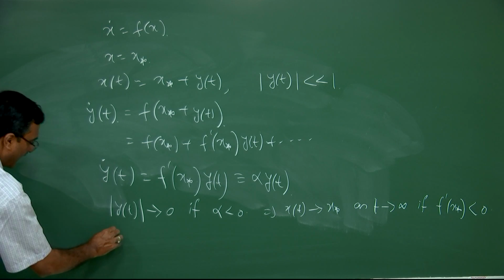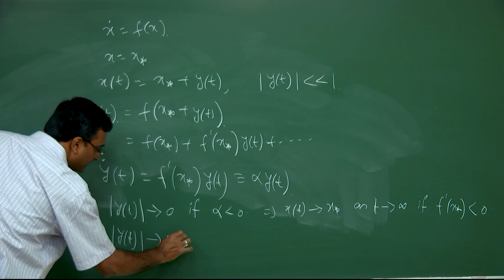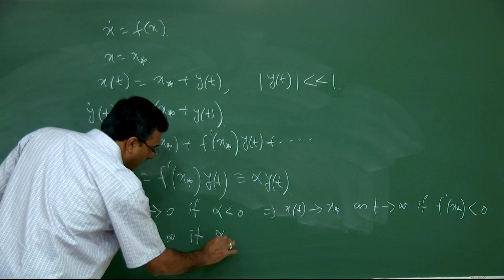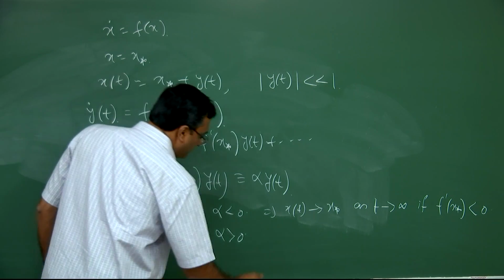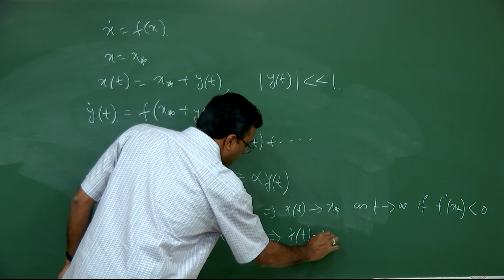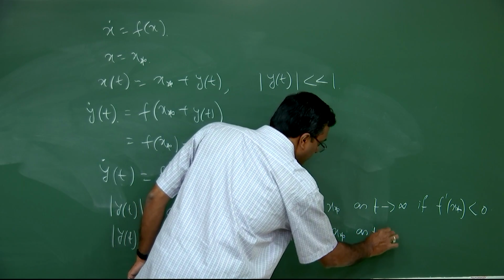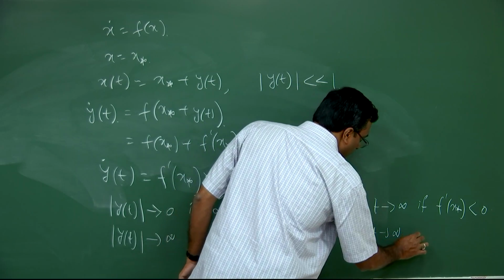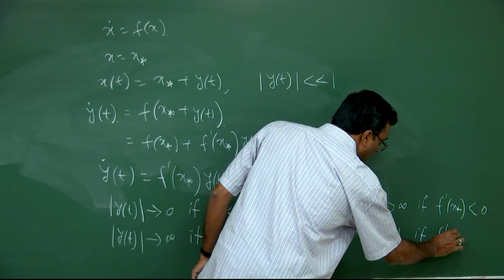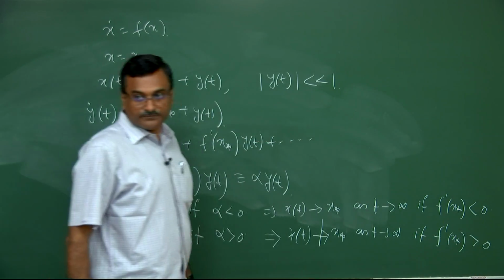Similarly, we can say that modulus y(t) is approaching plus infinity if alpha is greater than 0. So therefore we can say that x(t) does not converge to x* as t tends to infinity if f'(x*) is greater than 0.